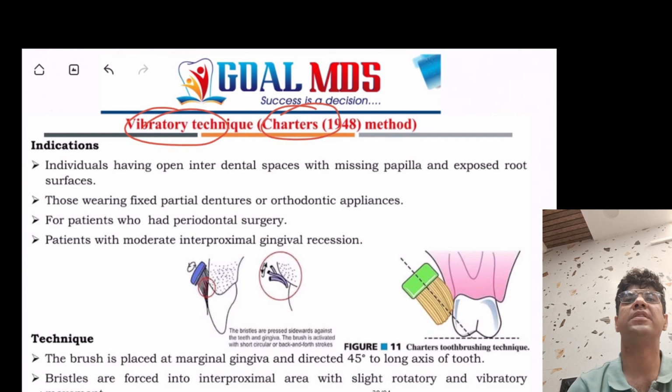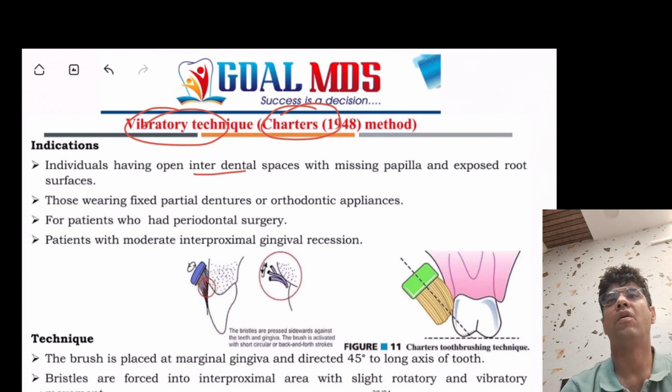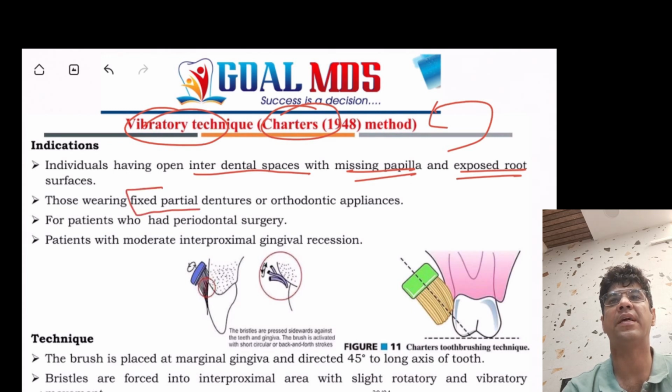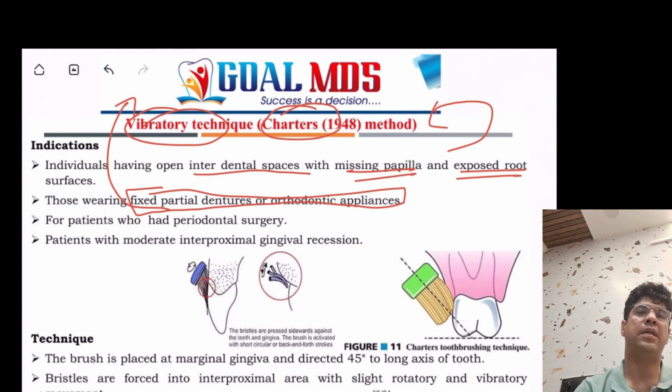The next is the Charters technique or vibratory technique. Which technique is used for individuals having open interdental spaces with missing papilla and exposed root surface? It is the Charters technique. Which technique is used for patients wearing fixed partial dentures or orthodontic appliances? It is the Charters technique.